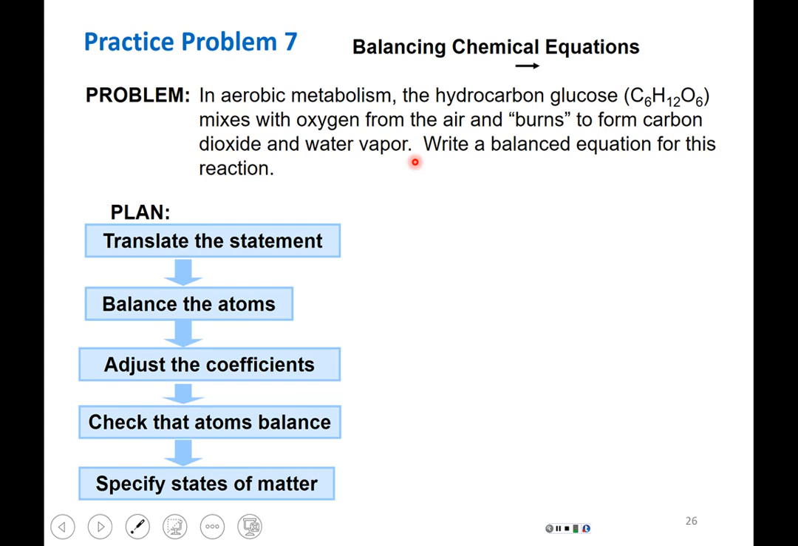Okay, so let's try a practice question. The metabolism of glucose is very much like the combustion of glucose. A combustion reaction is when something, typically a hydrocarbon, combines with oxygen, and it forms CO2 and water. We're going to talk a lot about combustion reactions, and that's what they are. They're combining with oxygen to form CO2 and water. So let's follow the plan and balance this chemical equation.